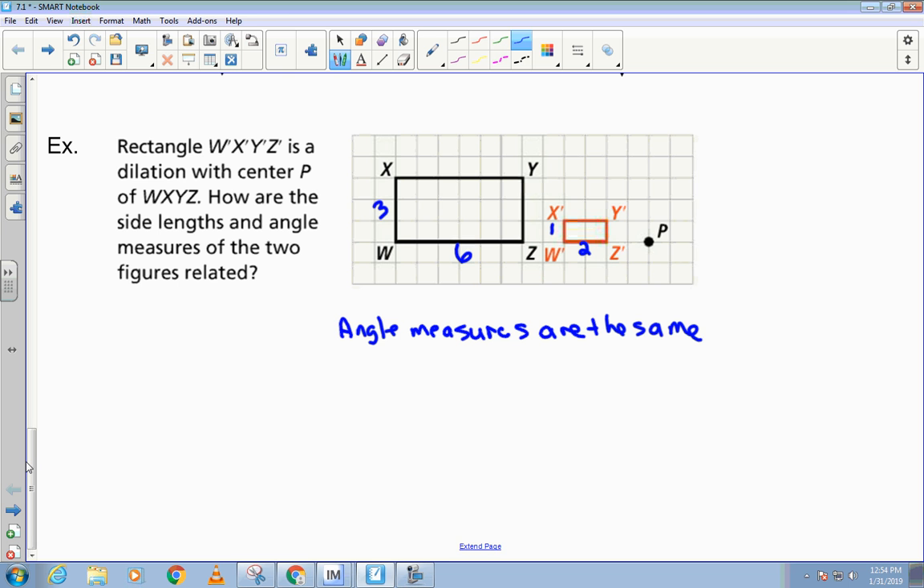The scale factor would be 1/3 because you go image over preimage. Because if I took 2 over 6, that equals 1/3, right? If I did 1 over 3, that's also 1/3. So the sides are proportional, right? So how are the side lengths related? They're proportional.